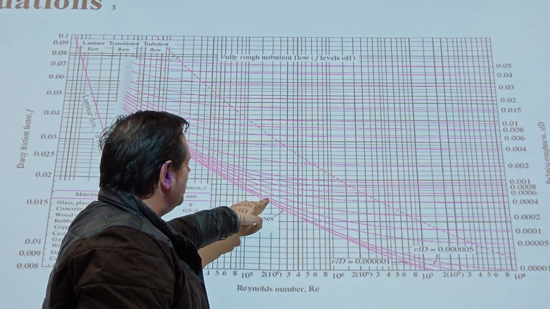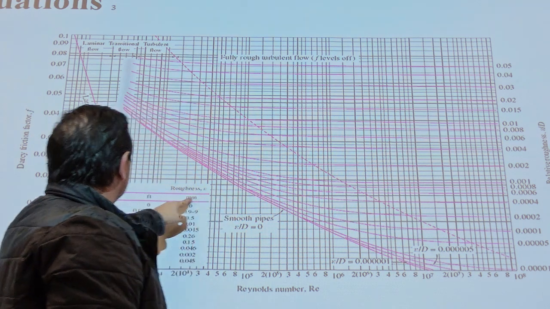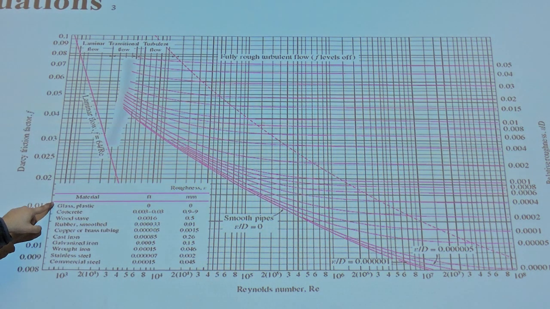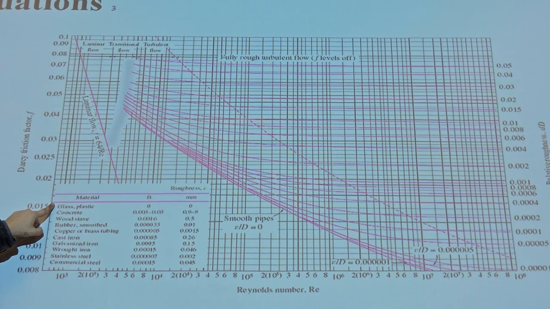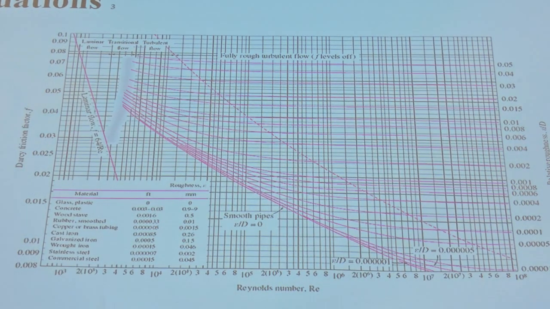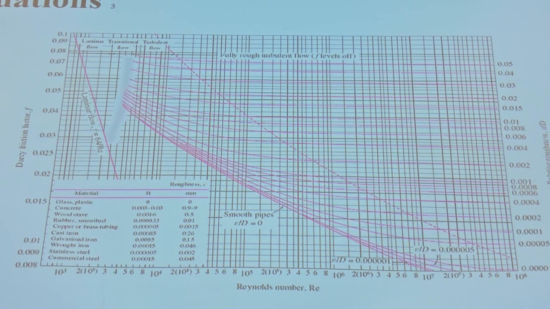I would say a little bit higher than 0.016. And this is an approximation. So from here your F is 0.0162.